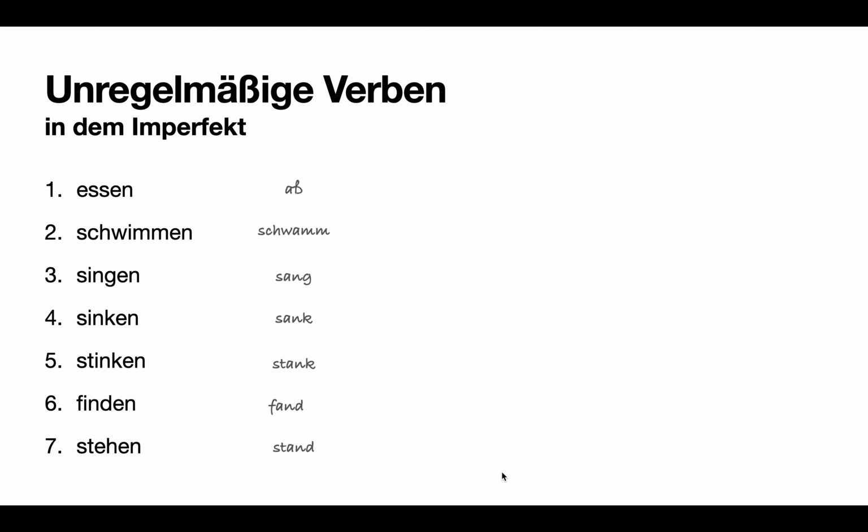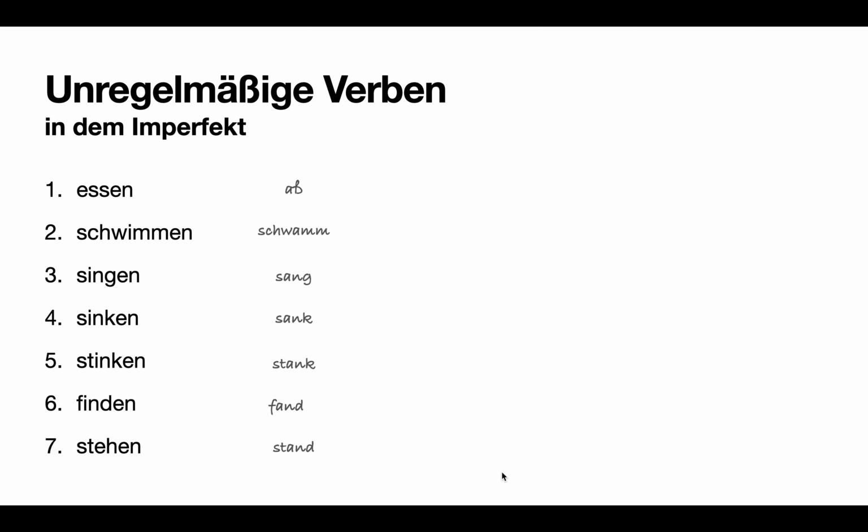Instead of I ate, ich aß. Instead of I swam, ich schwamm. Instead of I sang, ich sang. Instead of I sank, ich sank. Instead of I stank, ich stank. Instead of I found, ich fand. And instead of I stood, ich stand. They're not always spelled the same in German and in English, but you'll notice that the vowel change is very similar between the two languages.